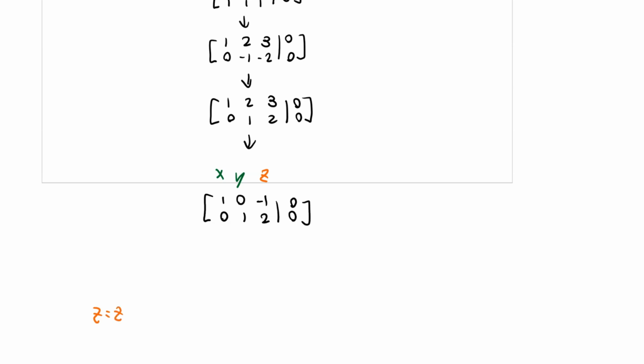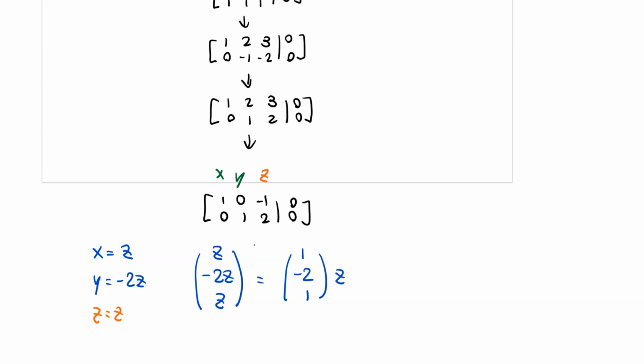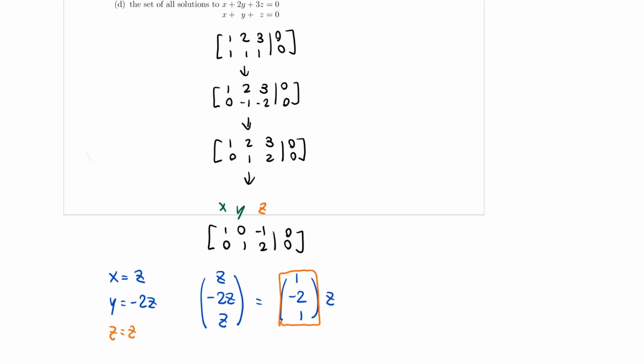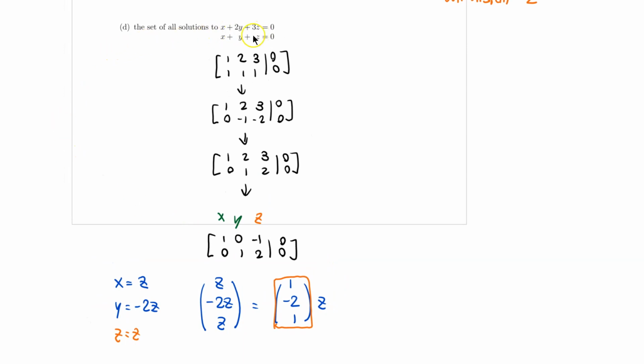If I read out these equations, x minus c equals 0. So that means my x is going to equal my z, which is c. And then y plus 2c equals 0, so that means my y is going to be minus 2c. So the set of solutions is going to be (c, -2c, c). Notice that I only have one free variable, which is c. So I only have one basis vector here, and that is (1, -2, 1). So this orange vector is going to be a basis for my vector space, which is the set of all solutions to these two equations.